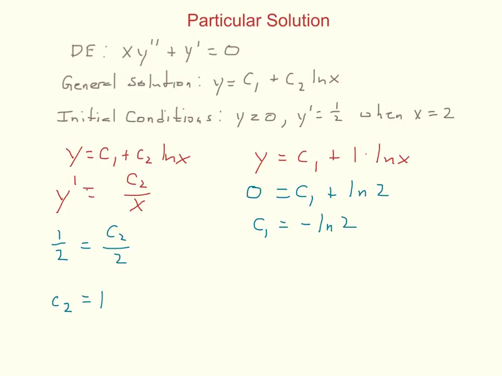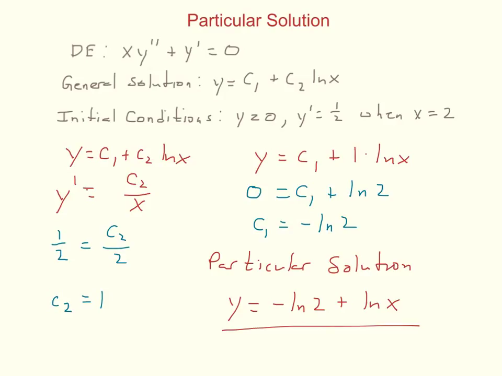And so in this case, my particular solution to my differential equation is y equals negative natural log of 2 plus the natural log of x. That would be the particular solution based on those initial conditions that we had.